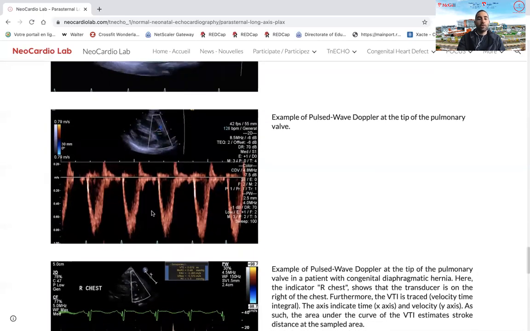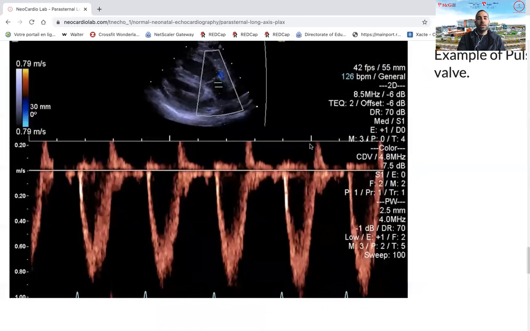So this is an example of a pulse wave Doppler at the tip of the pulmonary valve. So here, what do you see? On the x-axis, you have time, and on the y-axis, you have the actual velocity. A pulse wave Doppler will outline the velocity of blood flow exactly at the area that you're interrogating. So here you can see those two lines, and these two lines will outline that you're interrogating the blood flow at the tip of the pulmonary valve, and it will give you a sense of the velocity through time.